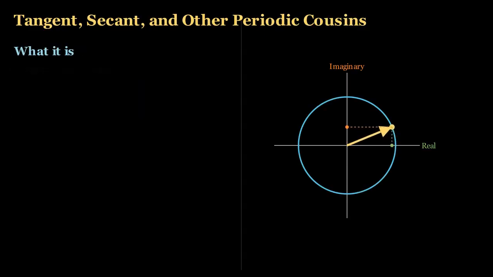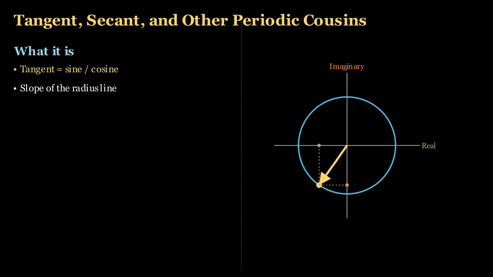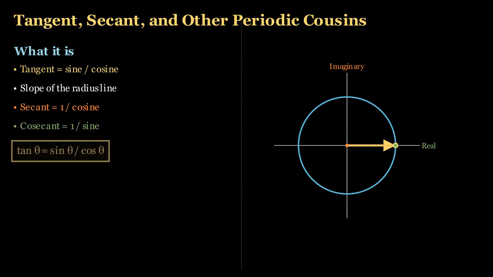We already know sine and cosine from the unit circle. Now meet their close relatives. Tangent is simply sine divided by cosine. On the circle, think of a line from the origin to a point on the edge. The slope of that line is the tangent. So tangent tells us how steep that radius is.